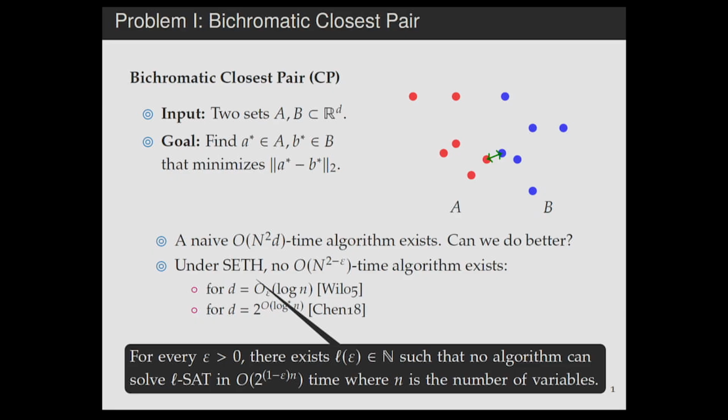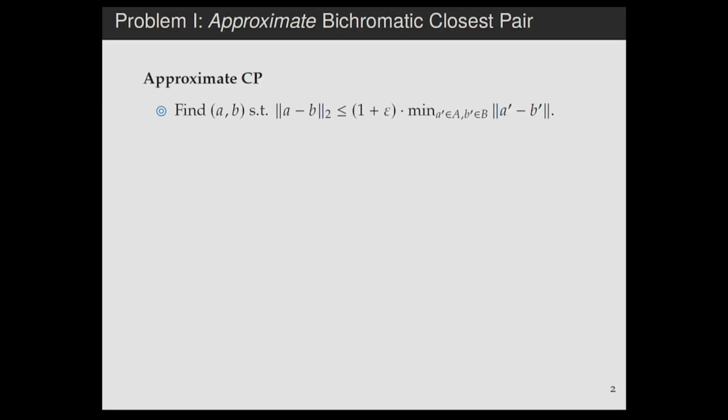Just to remind everyone of SETH, I guess we have seen it multiple times, but I'm just flashing it up here. We are assuming that for every epsilon, there is a sufficiently large L such that you cannot solve L-SAT in 2 to the 1 minus epsilon times n time. Now let's go back to the closest pair problem and look at the approximate version. Again, the setup is the same, but now you don't have to output the optimum. You can output a pair of points that is within a 1 plus epsilon factor of the optimum.